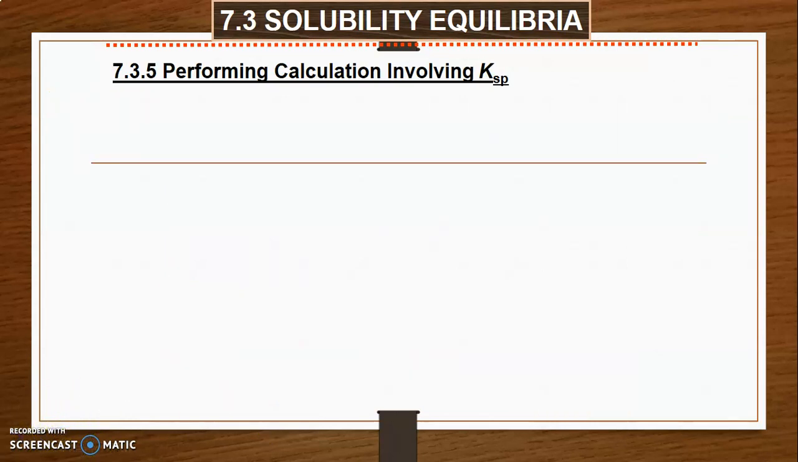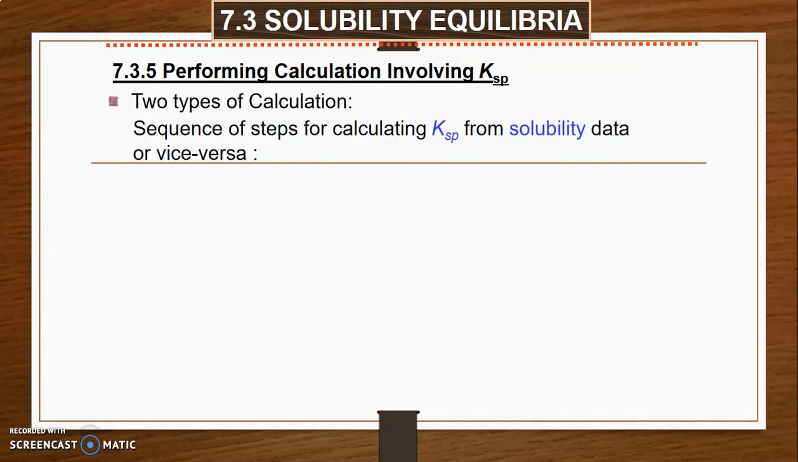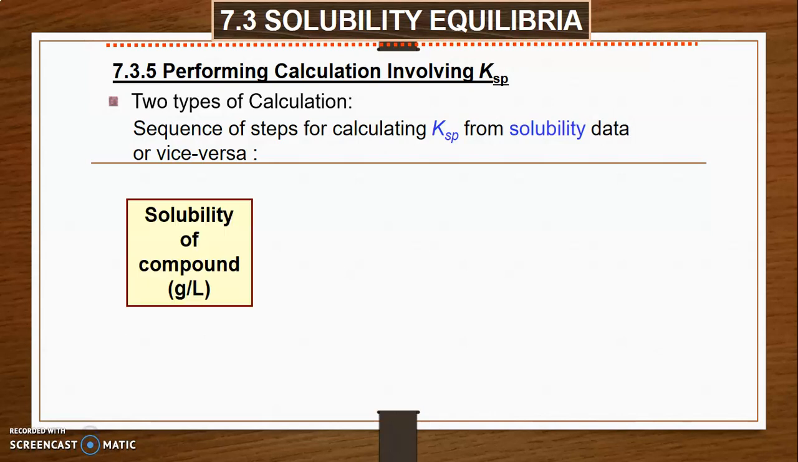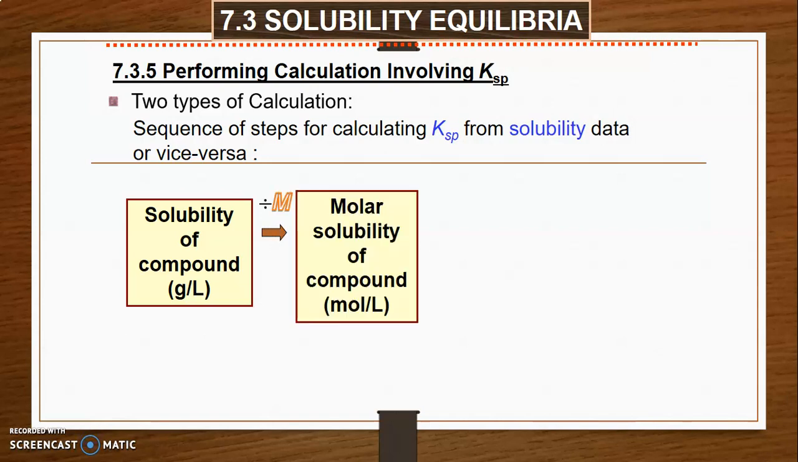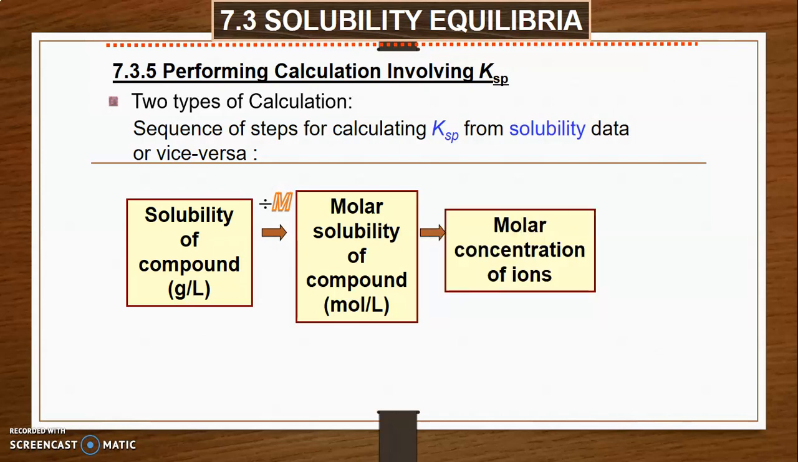Performing calculations involving Ksp. We have two types of calculation. The sequence of steps for calculating the Ksp from the solubility data, or it can be vice versa. Let's say the starting data we get is the solubility in gram per liter. So, the first step, we have to convert the solubility of the compound to molar solubility by dividing by the molar mass. After we get the molar solubility, we will get the molar concentration of each ion. Then, after writing the Ksp expression, we can find the value.